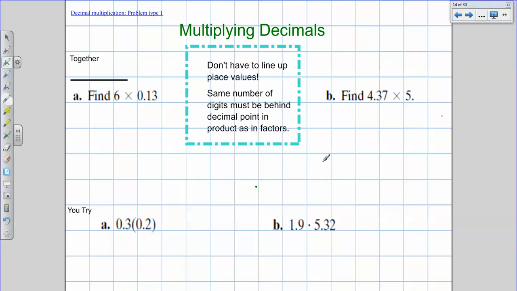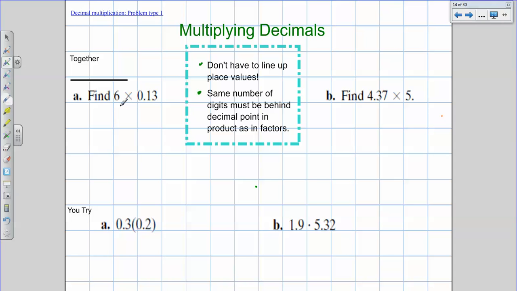Hi guys, today we're going to work with multiplying decimals. Here are our key points with multiplying decimals. I don't have to line up my place values. That's awesome. So it's not like adding and subtracting. And the same number of digits must be behind my decimal point in my product as in my factors.